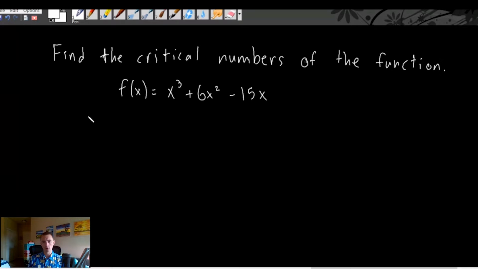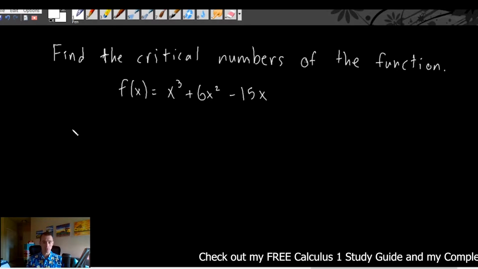Find the critical numbers of the function f of x equals x cubed plus 6x squared minus 15x. So first question here, when you're looking at a problem like this, what is a critical number? How do you find a critical number?